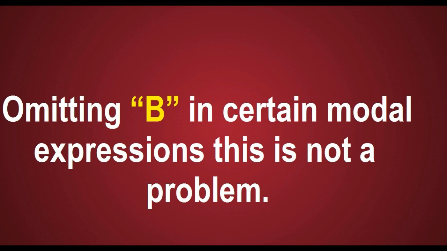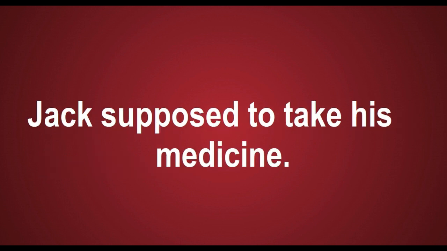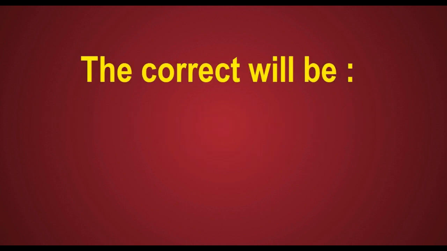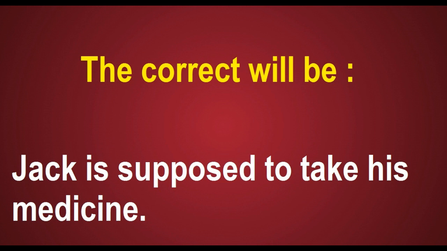Omitting be in certain modal expressions is another problem. They're going to meet us at the theater. Jack's supposed to take his medicine. These are the incorrect ones. The correct ones will be: they are going to meet us at the theater. Jack is supposed to take his medicine.